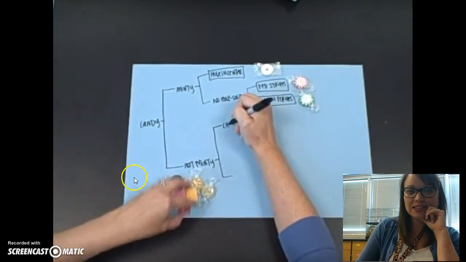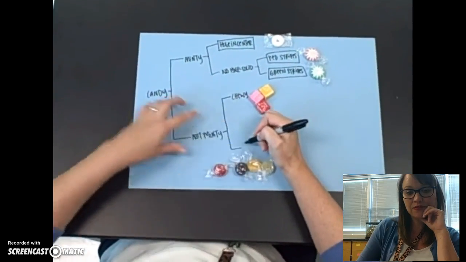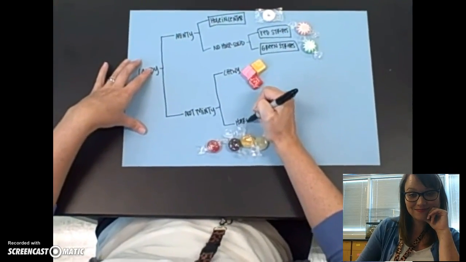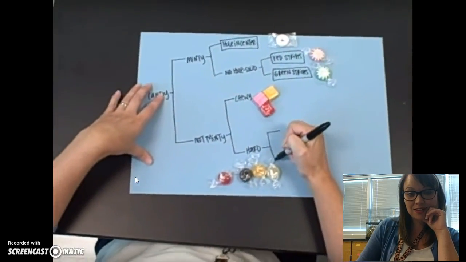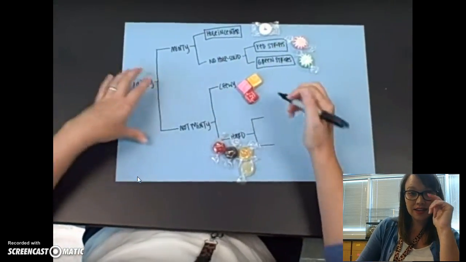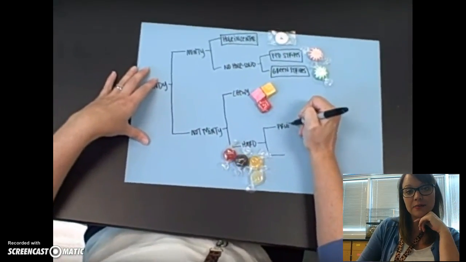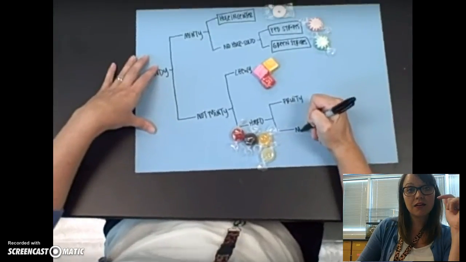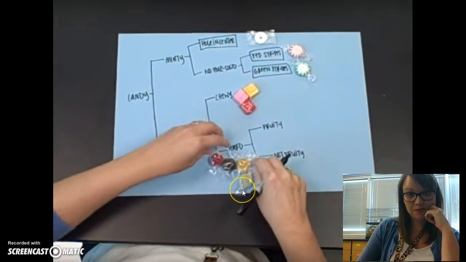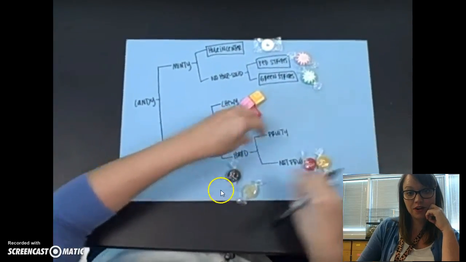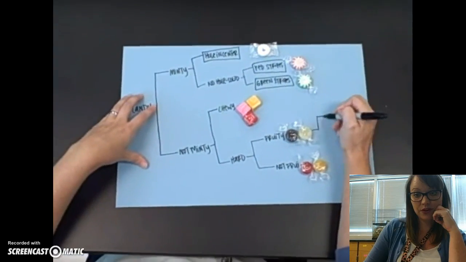Now let's look at the candies that are not minty. I'm going to split them up into chewy candies versus hard candies. So my hard candies, I have 4 of those and I have 3 that are chewy. My hard candies I'm going to split into fruity versus not fruity. A couple of them are not fruity and one of them is fruity.